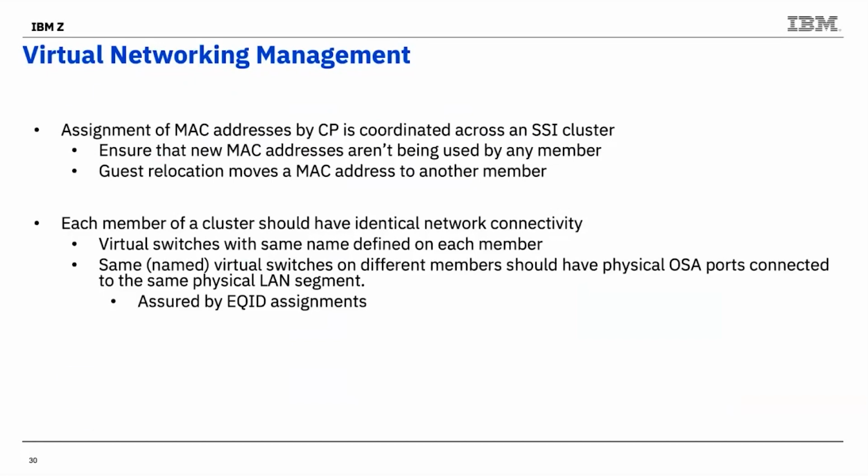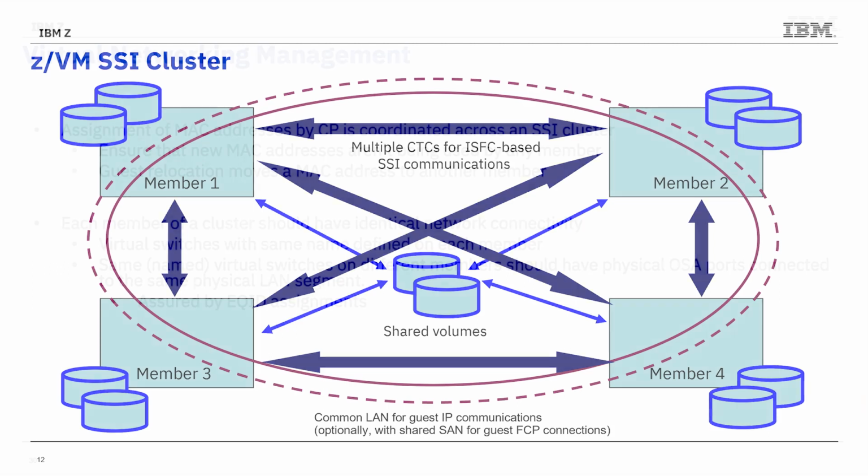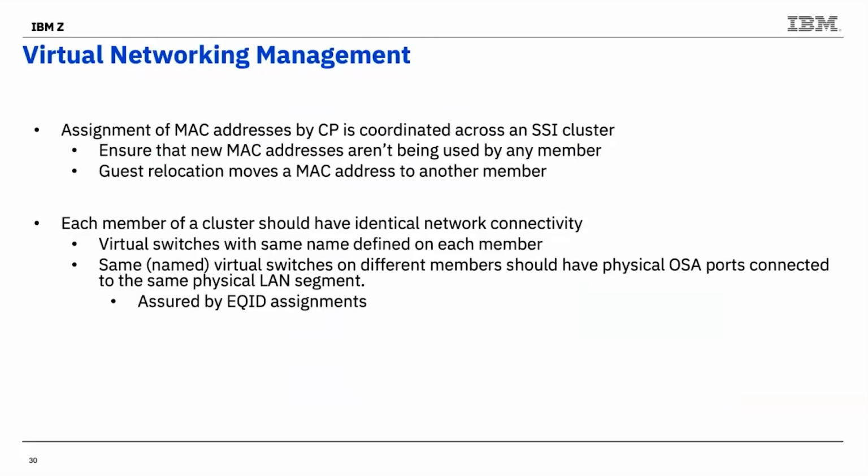Go back to that picture that we had, right? It's got to have that common network fabric going around the whole cluster. Because of this, we need to make sure that the vSwitches have the same name on each member, and that each member's vSwitch is also connected to the same physical LAN segment. And that can be assured by ECID assignments for those devices.